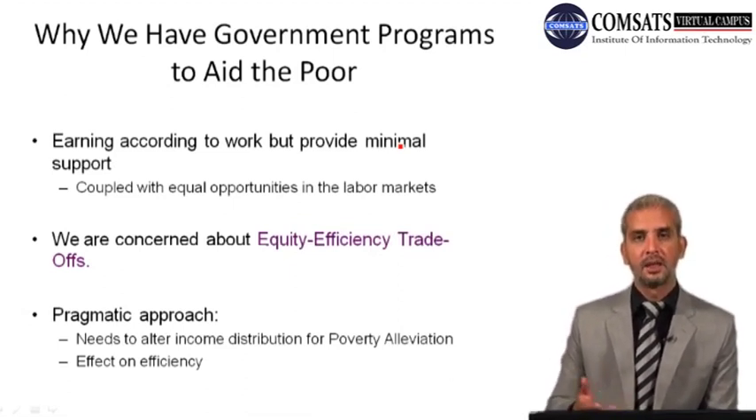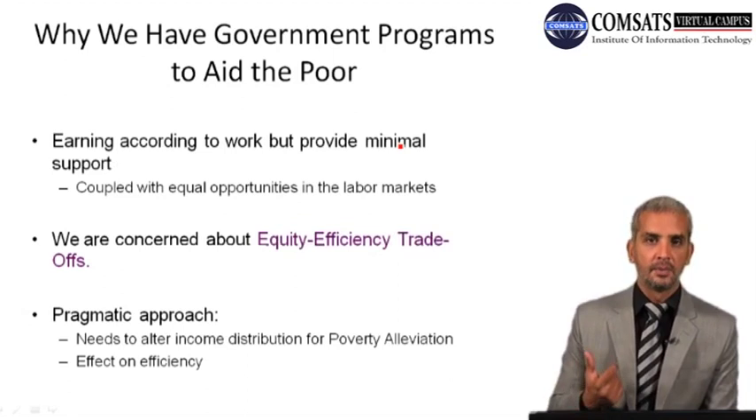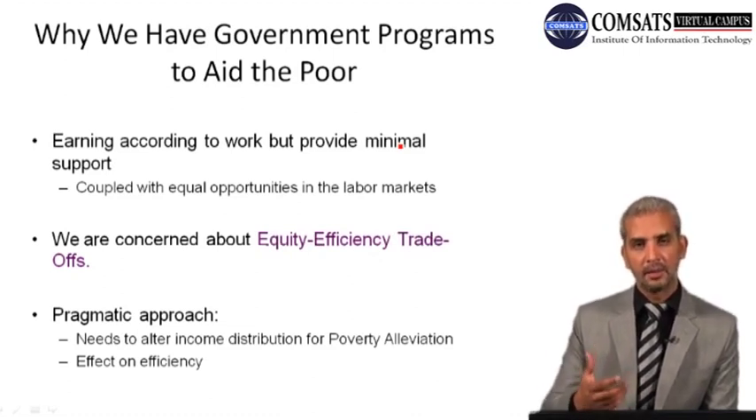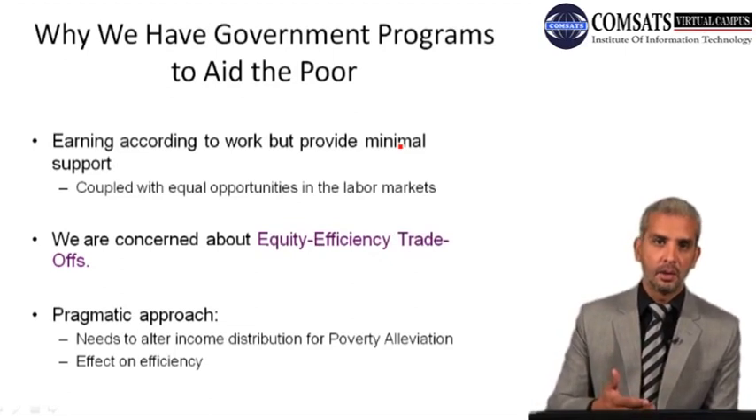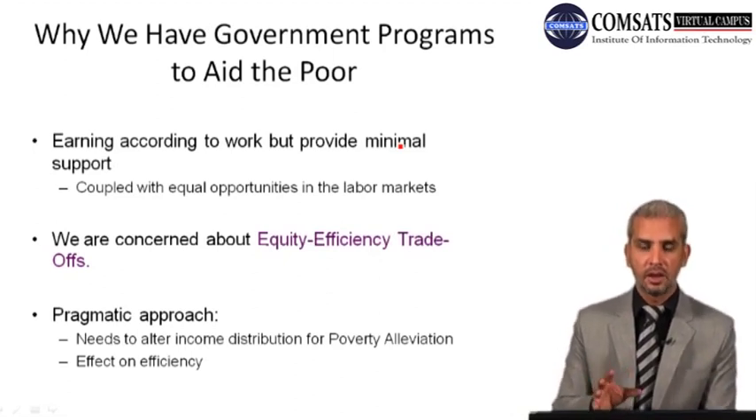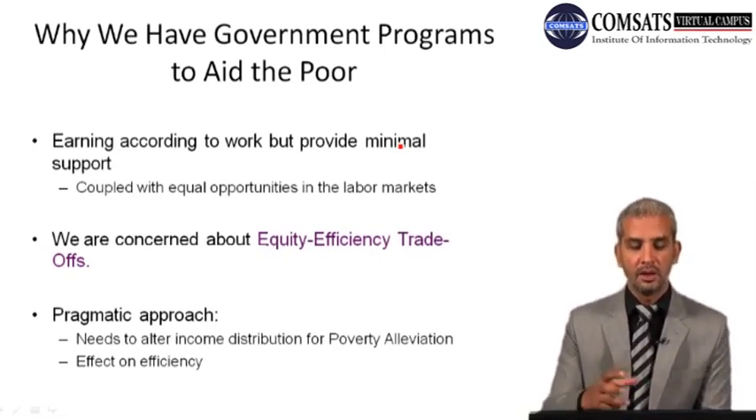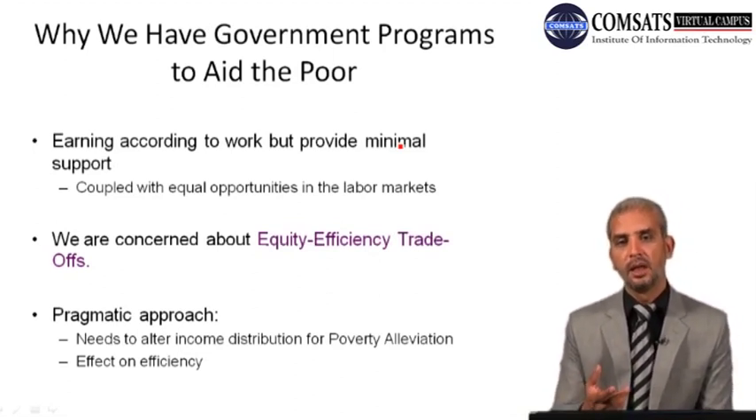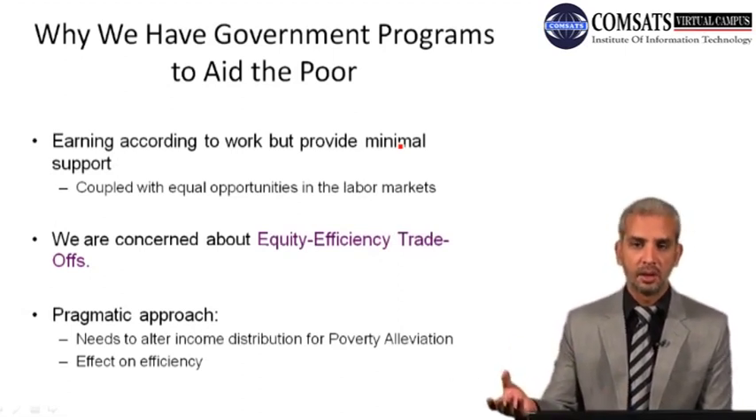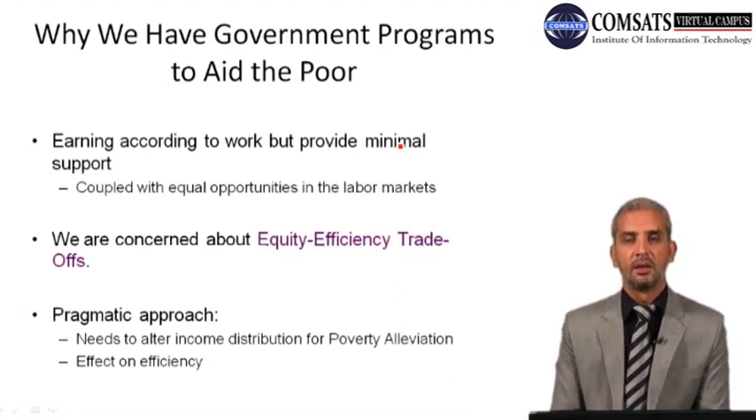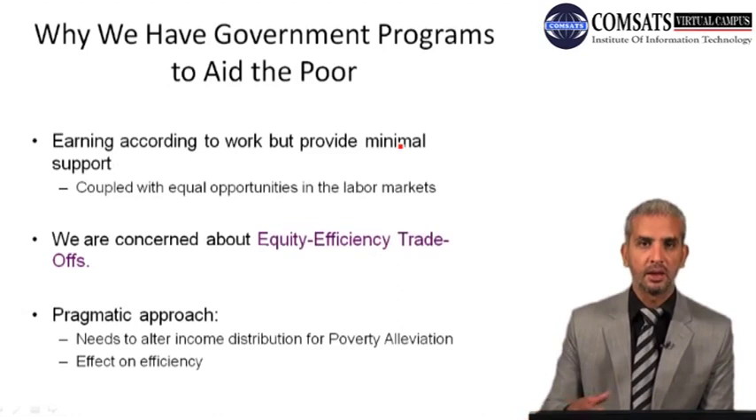Then there can be a more practical approach, mentioned as the pragmatic approach in the slide. The more practical approach is that there is a need to alter income distribution for poverty alleviation. If we want to eradicate poverty or reduce the level of poverty, we need to alter the income distribution. In other words, richer individuals may be taxed and poorer individuals may be subsidized through those taxes. But that would have an effect on efficiency.